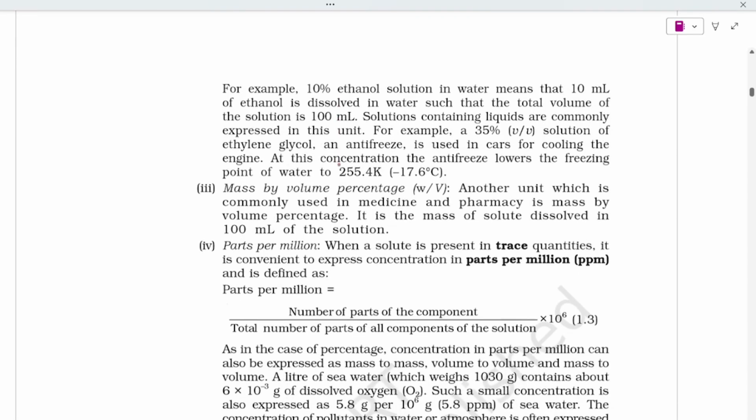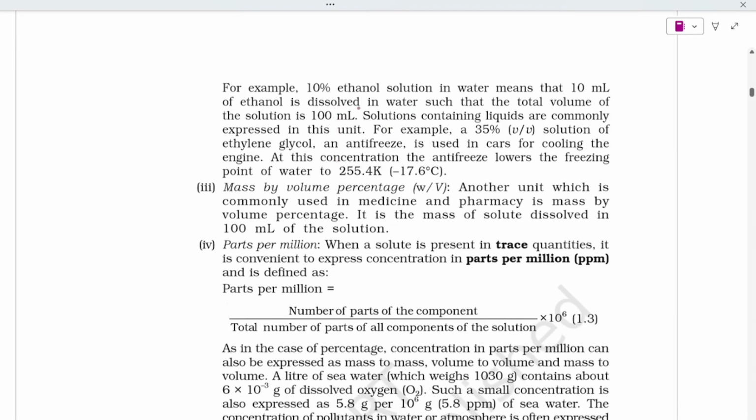If you take 10% ethanol, 10 ml of ethanol is dissolved so that the total volume of solution is 100 ml. And for example, a 35% volume percentage solution of ethylene glycol, an antifreeze, is used in cars for cooling an engine.